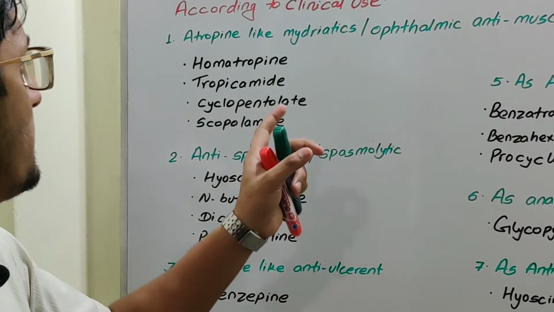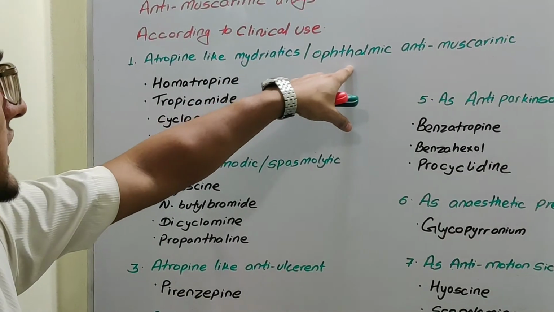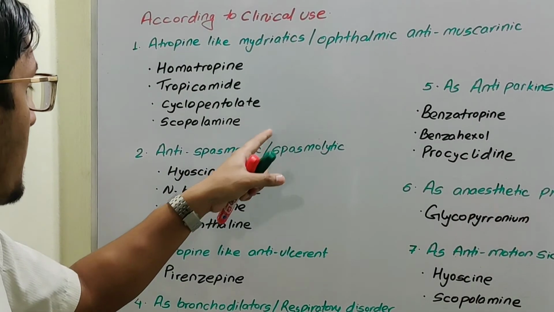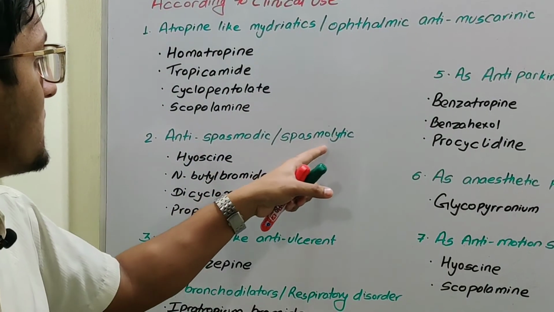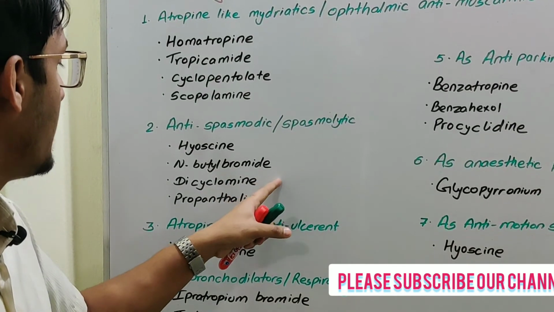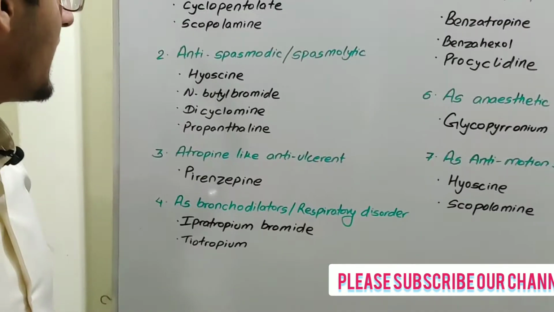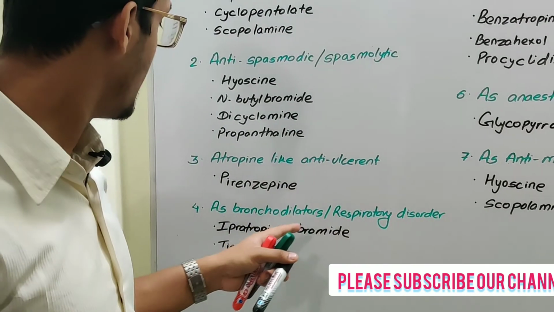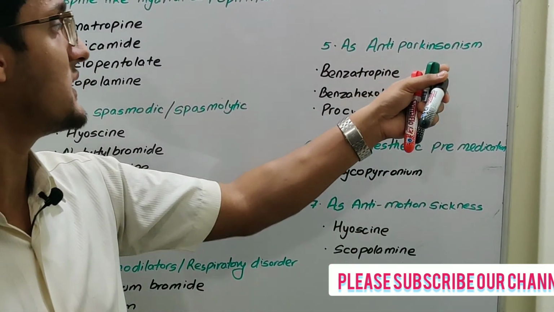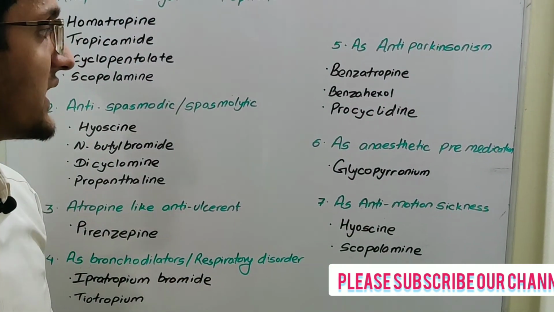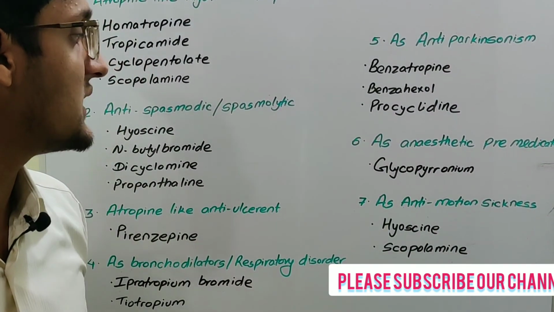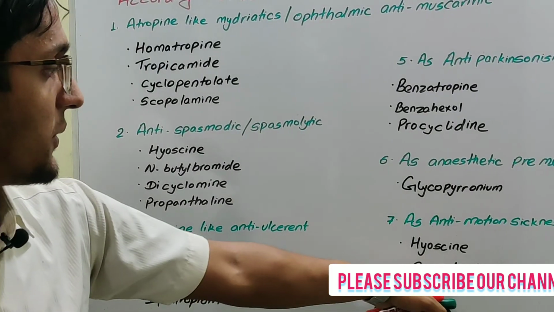Let's summarize one more time. Atropine-like mydriatics or ophthalmic anti-muscarinic drugs: we use homatropine, tropicamide, cyclopentolate and scopolamine. As antispasmodics or spasmolytics, we use hyoscine, butylscopolamine bromide, dicyclomine and propantheline. As atropine-like antiulcerant, we use pirenzepine. As bronchodilators, we use ipratropium bromide and tiotropium. As anti-Parkinsonism drugs, we use benztropine, benzhexol and procyclidine. As anesthetic premedication, we use glycopyrronium. As anti-motion sickness drugs, we use hyoscine and scopolamine.